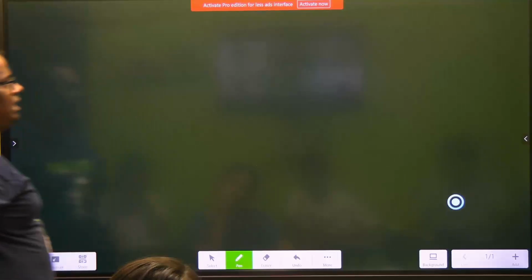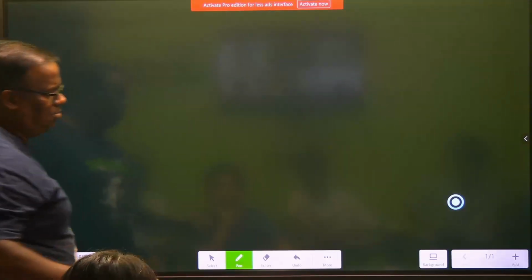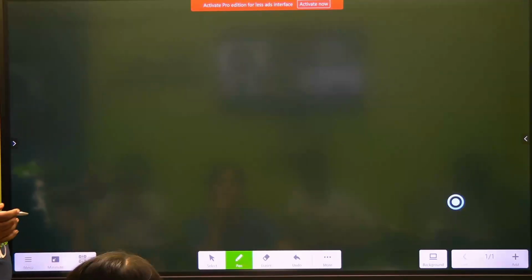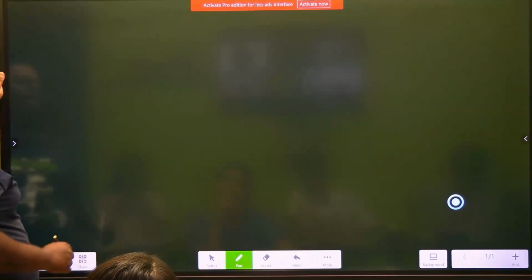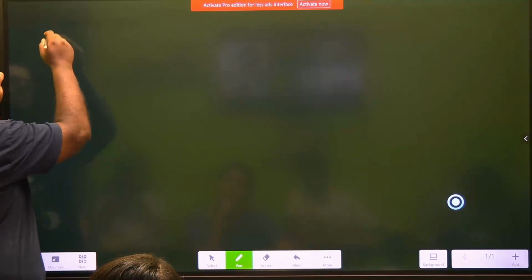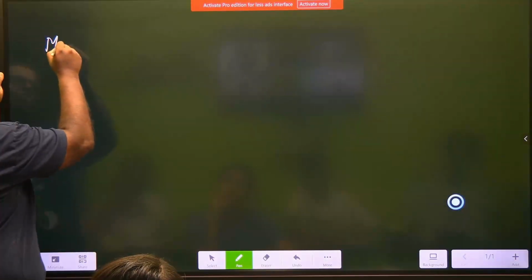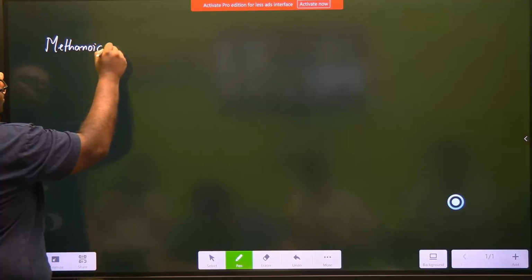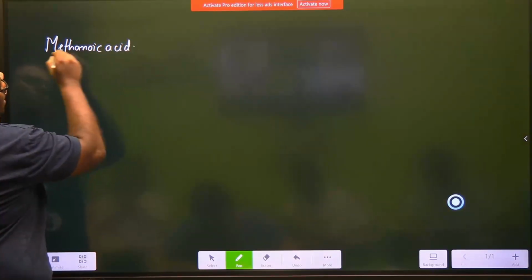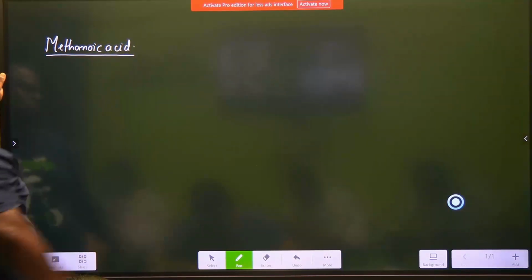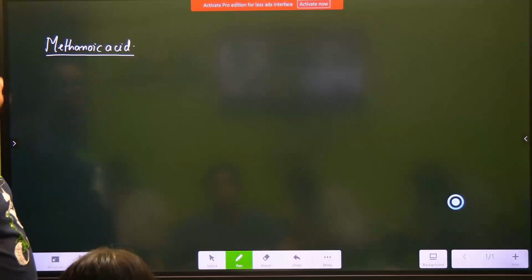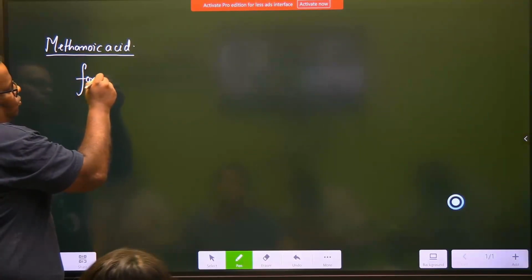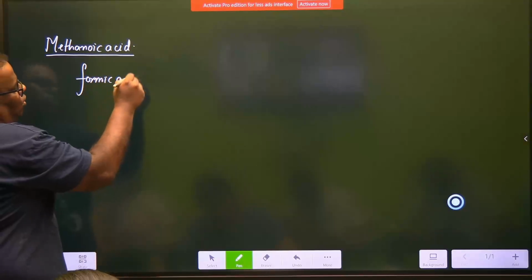Although we will study it later, I feel if it is covered now, it's interesting. Some acids that we encounter in daily life, and some of their aspects. There is an acid which is known as methanoic acid, and you should be very particular with its formula. Methanoic acid is the IUPAC name. It's formic acid.